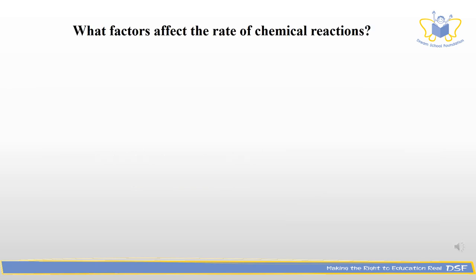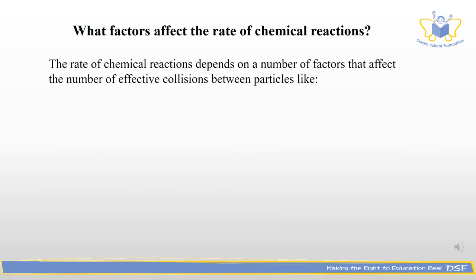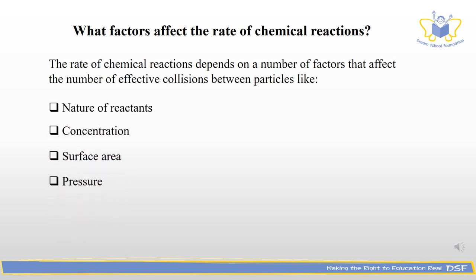The rate of chemical reaction depends on a number of factors that affect the number of effective collisions between particles, like nature of reactants, concentration, surface area, pressure, temperature, presence of a catalyst. These are the factors that affect the rate of a chemical reaction.